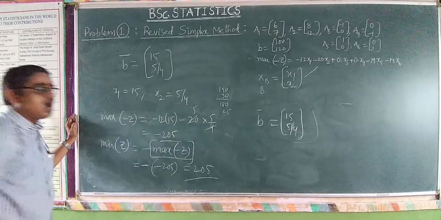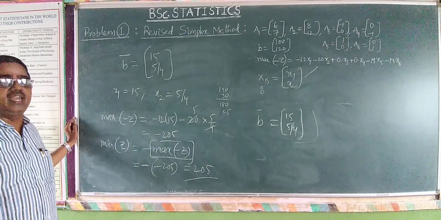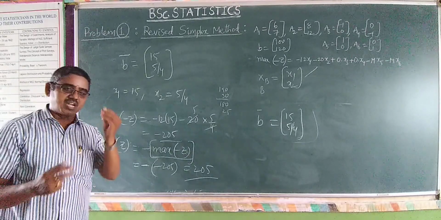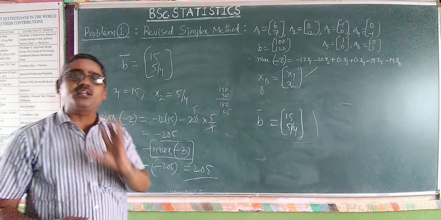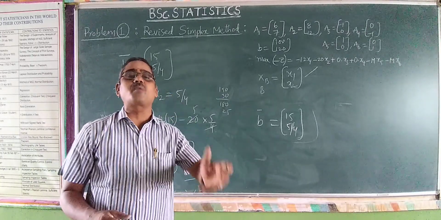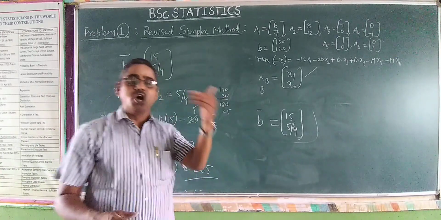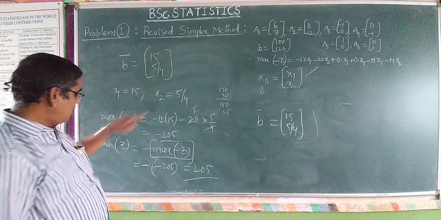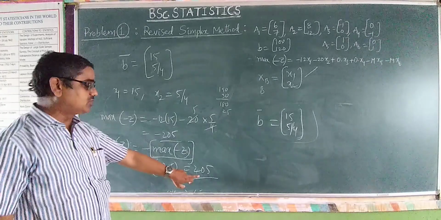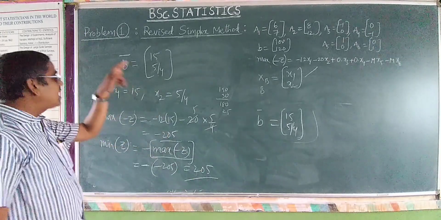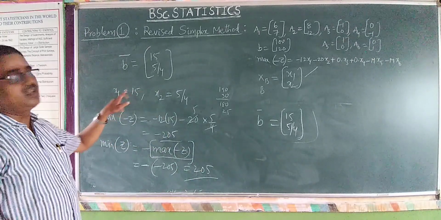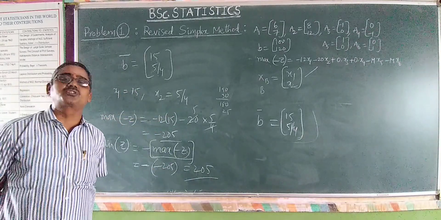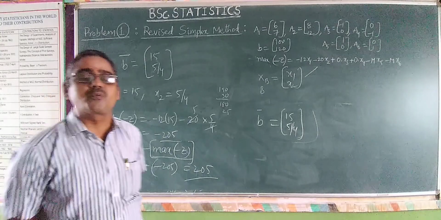So that is our optimum basic feasible solution. Whenever we write an optimum solution, we have to write two points: one is whether it is a maximum or minimum value, and the other is at which particular points, that is the x1, x2 values, we get the solution. That is x1 is equal to 15 and x2 is equal to 5 by 4, where the minimum value, that is 205, exists. So this is what is called the optimum basic feasible solution of the given linear programming problem.